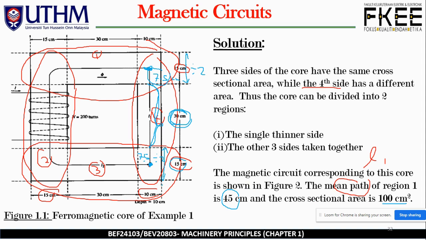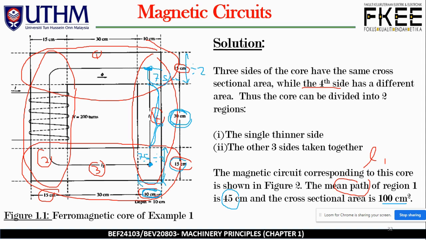The area equals width times depth. The width is 10 centimeter. This is the width of the first leg, so this is 10 centimeter, multiplied by the depth, the depth into the page.